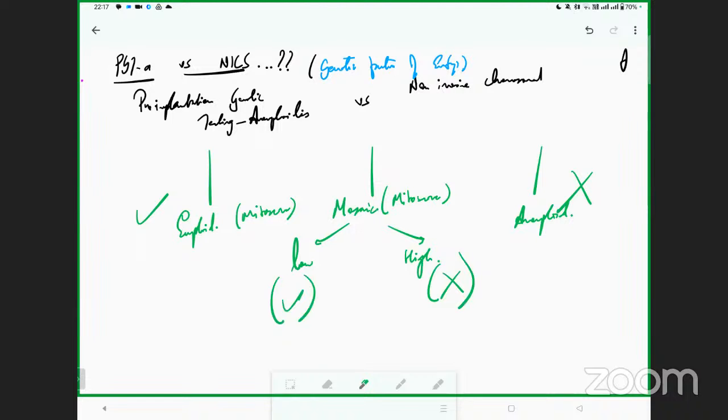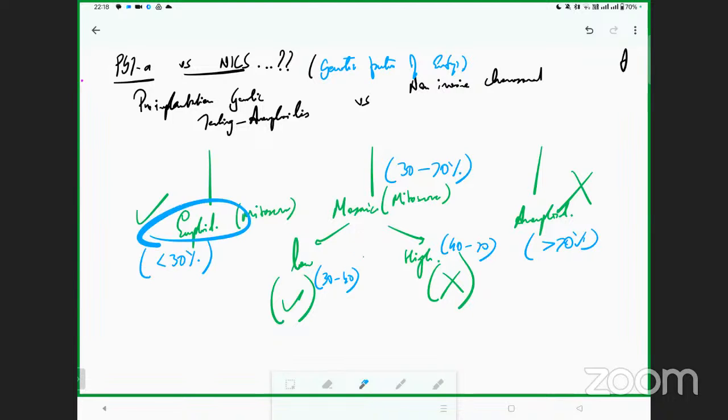A euploid embryo is any embryo which has less than 30% defects. The aneuploid is more than 70% defects. Mosaic is between 30 to 70. Low mosaic is between 30 to 40. High mosaic is between 40 to 70. These two people go ahead and transfer, good success rates. If the report is high mosaic and aneuploid, do not transfer. Very, very simple.